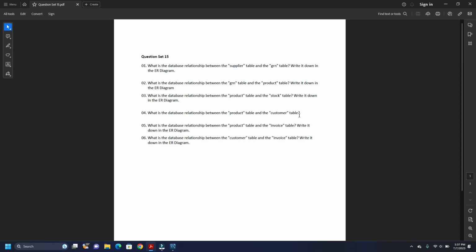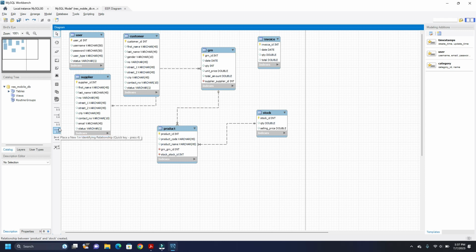And on to the fourth question, what is the database relationship between the product table and the customer table? So a customer can purchase multiple products, but since this is a store that sells mobile phones, a mobile phone is unique to a certain customer. Therefore, the relationship between those two tables would also be a one-to-many relationship, the many side being the product table. So let's go ahead and create the relationship. And there you go, we have created the relationship.